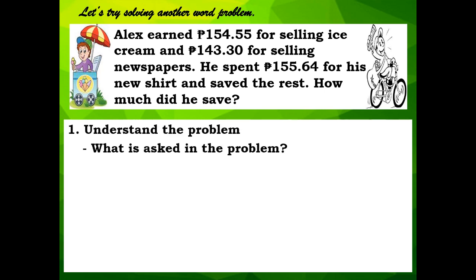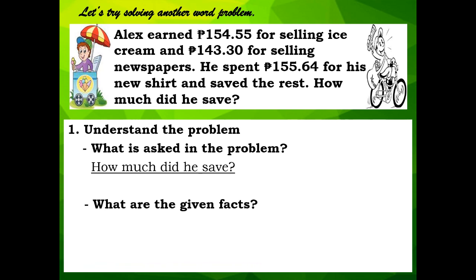Let's move on to the steps and questions to be answered just like we did on the first given problem. For the first step, what is asked in the problem? What is the answer, children? How much did he save? You've got it. Next, what are the given facts? Correct!